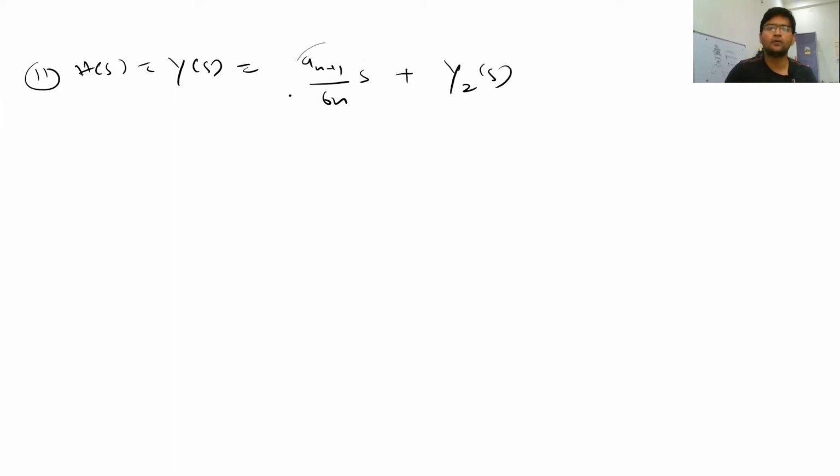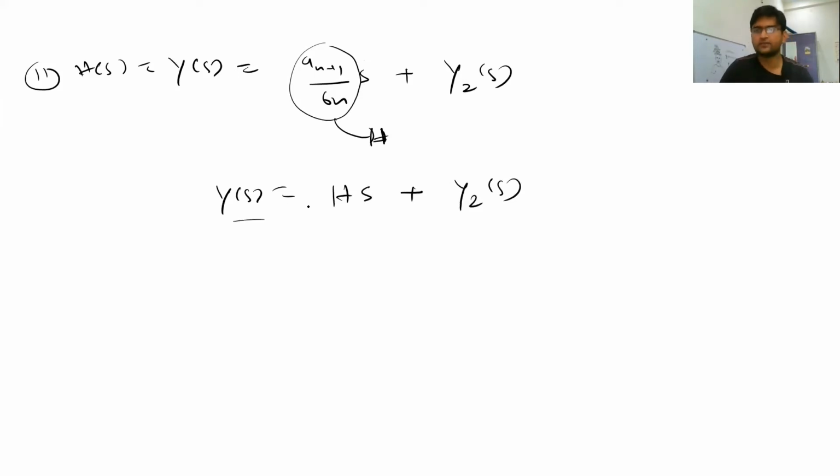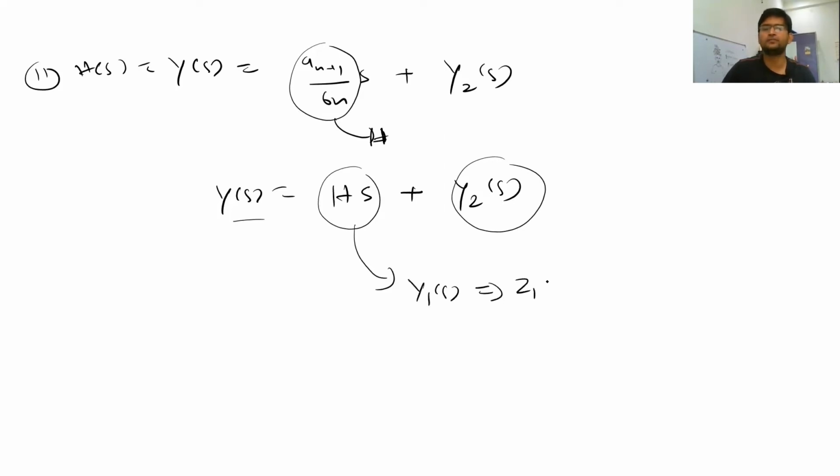Now in the second case, if your H(s) is an admittance function, similarly to the previous case, a_{n+1} upon b_n into s plus, I can write it as plus Y2(s). Now again let us take it as constant H, so we can write Y(s) is equal to H s plus Y2(s). Now this is an admittance function, not an impedance function. So all these things are admittances. Suppose H(s) is Y1(s), so can you tell me what will be the value of Z1(s)? Z1(s) will be 1 upon H s.